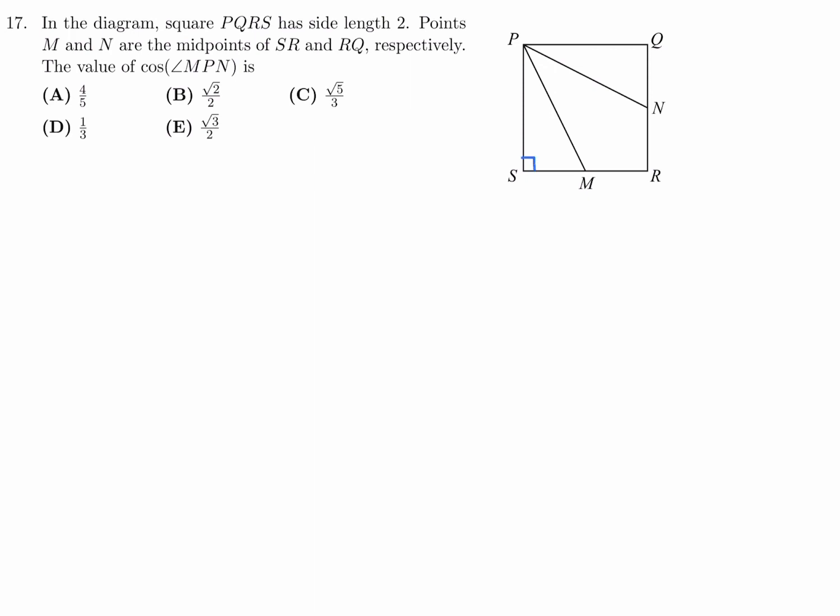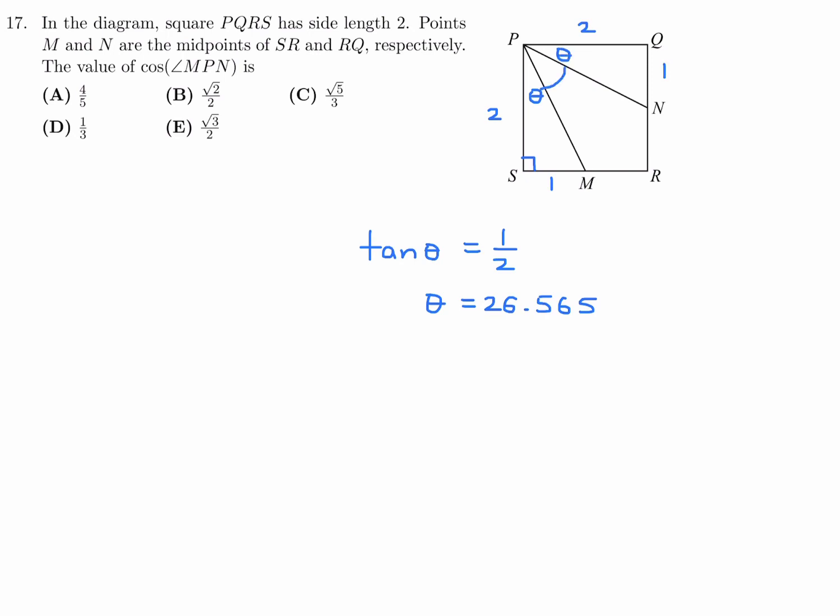Why not? Side length 2, if M is the midpoint, SM would be 1. So this angle in here I'll call theta. So using the tan of theta, it would be 1 over 2. Use your calculator and you will get theta equal to 26.565. Now because of the symmetry of this diagram, that's 2 and that's 1. Therefore this is theta also.